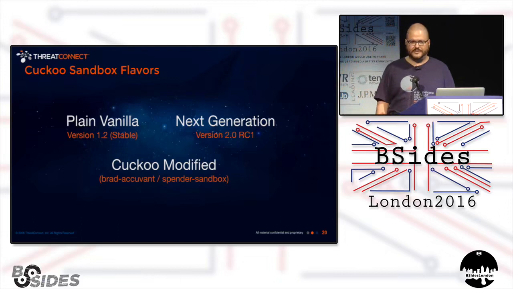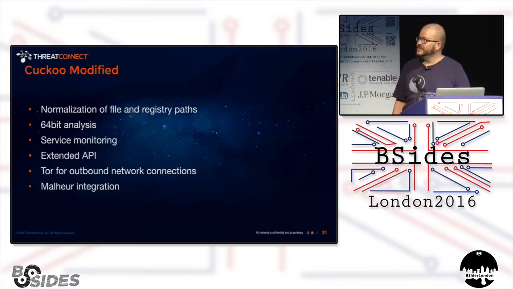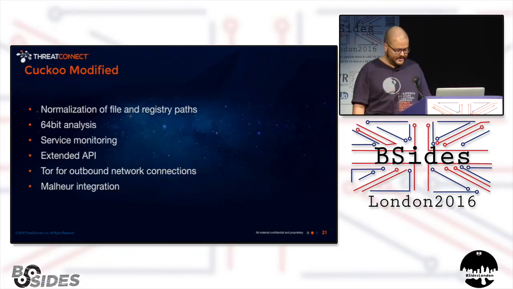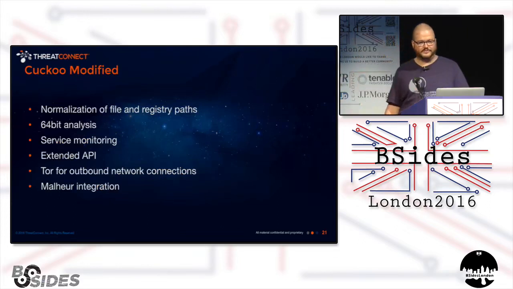And Cuckoo Modified, this is actually a fork that was created by an individual that worked for Accuvant. And it basically fixed a lot of the things that he found wrong with the analysis in Cuckoo. And a lot of the changes, the modifications that he made have now been upstreamed into the 2.0 version. So what are the things that this gets you, Cuckoo Modified, over the 1.2 version?